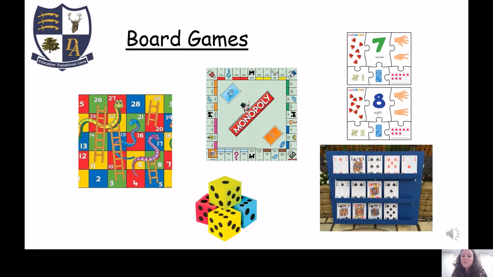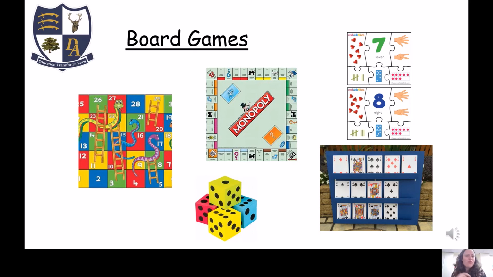Board games. We really recommend board games. I have a very big Snakes and Ladders game in my classroom, and I know Mrs. Young and Miss Pepple have some board games in their classroom as well. And it's a really, really fun way to help the children learn without even realising that they are learning.